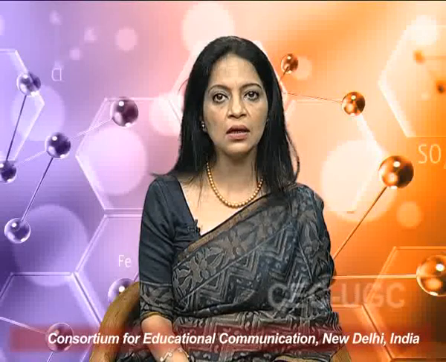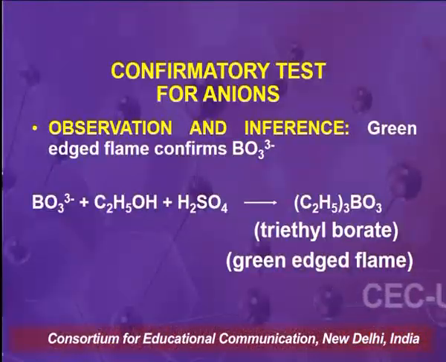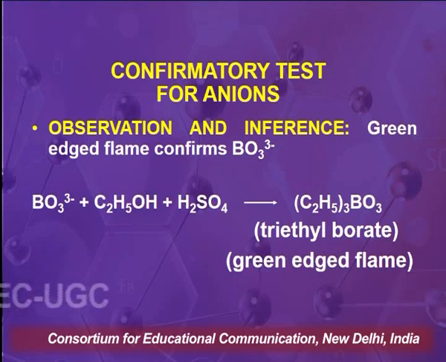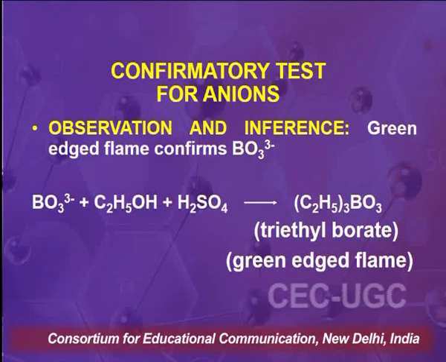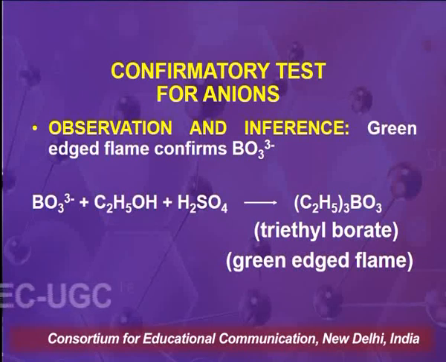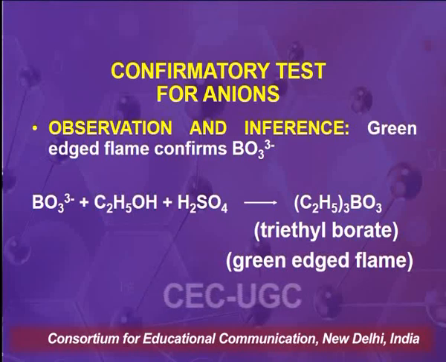As you can see in the picture, the flame gives a green edge. This is the observation. A green edged flame confirms the presence of borate ions in the mixture, and this is the chemistry involved, wherein borate reacts with ethanol and sulfuric acid to produce triethyl borate, which is highly volatile and gives a green color or a green edge to the flame.